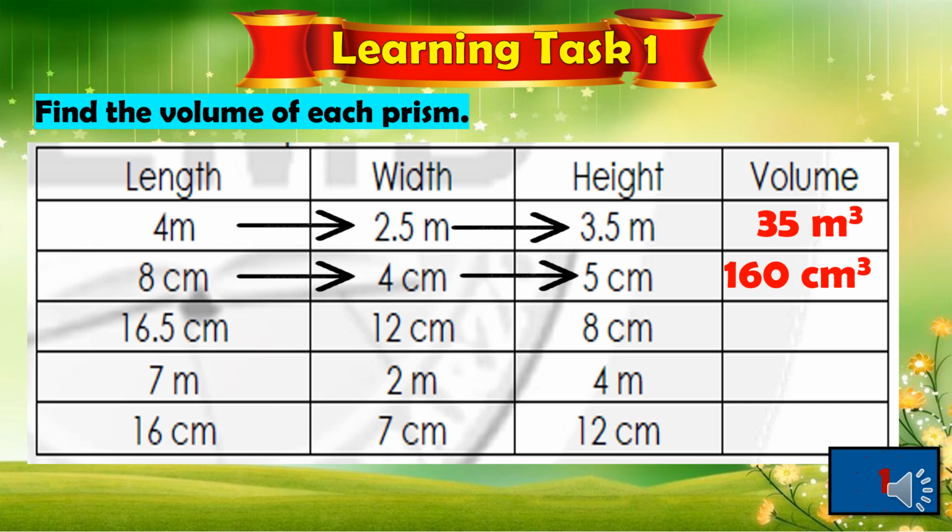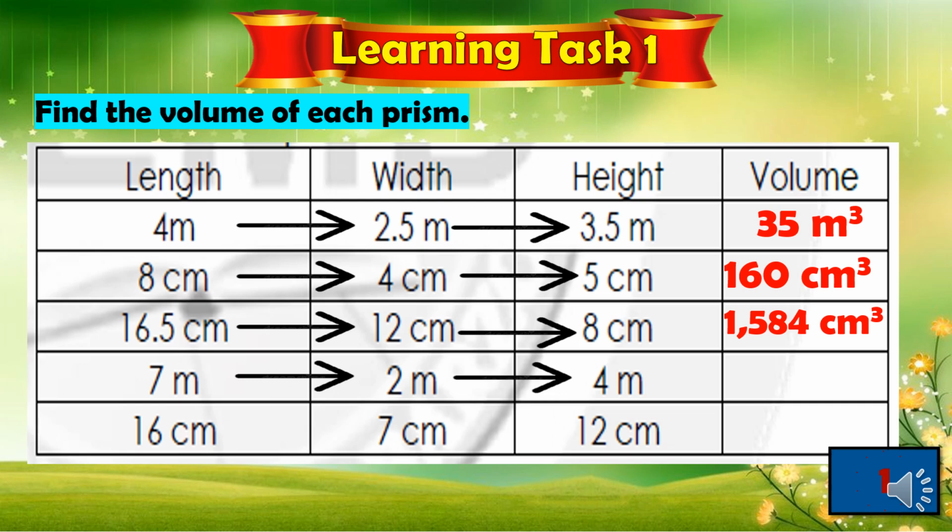And for number 3, 16.5 centimeters times 12 centimeters times 8 centimeters. And the volume will be 1,584 cubic centimeters. And for number 4, we have 7 meters times 2 meters times 4 meters. And that will give us a volume of 56 cubic meters. And for number 5, 16 centimeters times 7 centimeters times 12 centimeters, and that will give us a volume of 1,344 cubic centimeters.